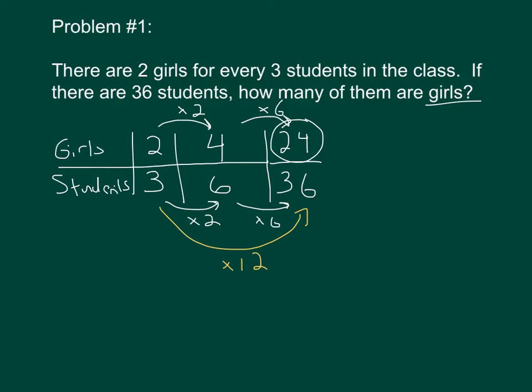So let's suppose we were to do that strategy. I would still include labels. I'm comparing girls to students, and the colon represents the word "to." So I'm comparing 2 girls to 3 students, and I'm trying to get to 36 students. I'm going to put that on the right-hand side. And I just need to think about how to get there.